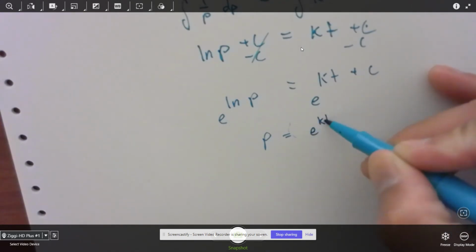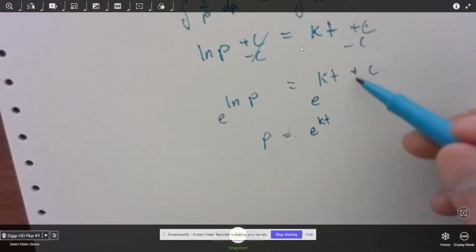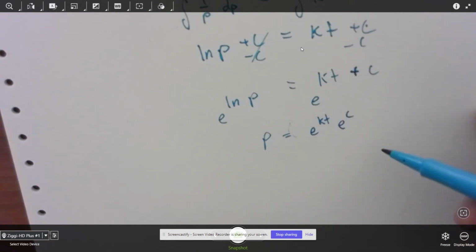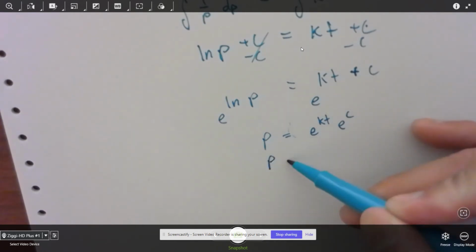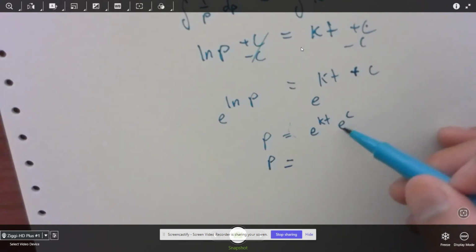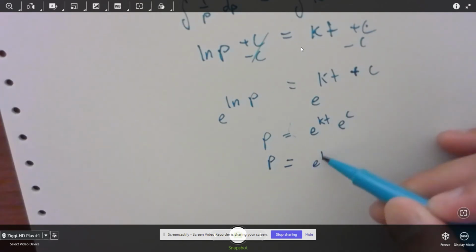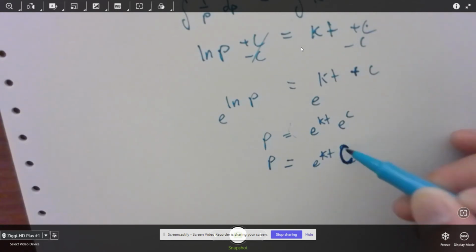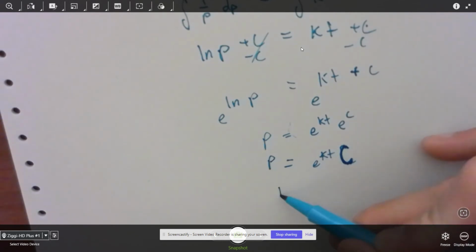And if you know your exponential property, this plus C will be like e to the kt times e to the C. And then I'll have P is equal to, let's see, e to the C is just another giant constant. The only difference is that someone found out that e to the C is basically another giant constant, if we put it back in the front.